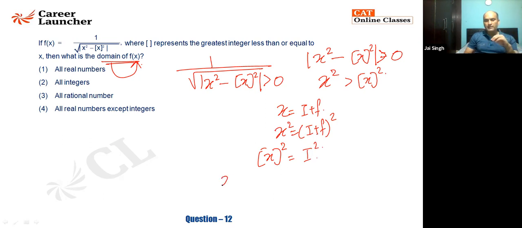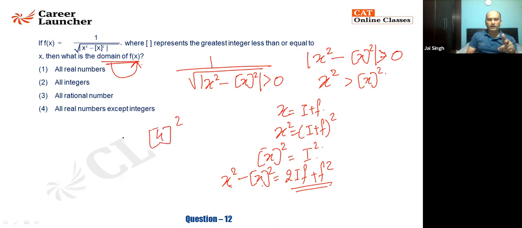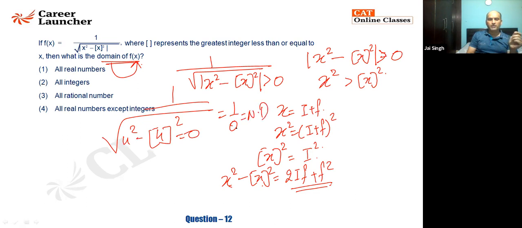So when you subtract x square minus greatest integer of x square, I will say that 2 I f plus f square is the value which is left. Once you know this is the value which is left, it can take any term other than an integer there. Because whenever you are putting an integer, both of them are integers. In case of greatest integer of 4 square and 4 square, that comes out to be 0. Under the root, it is coming out to be 0, but in the denominator, if it is 0, it is not defined. That's why I will say every possible real value of x is possible there, but not an integer.